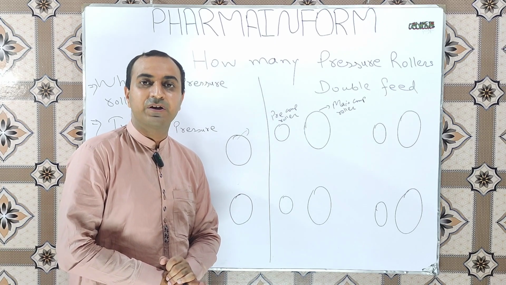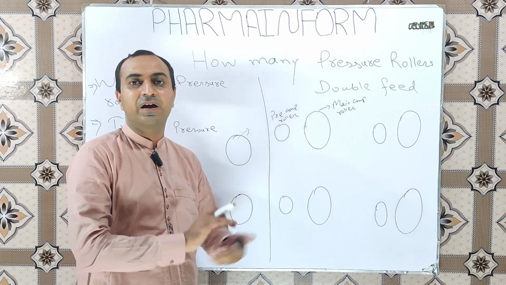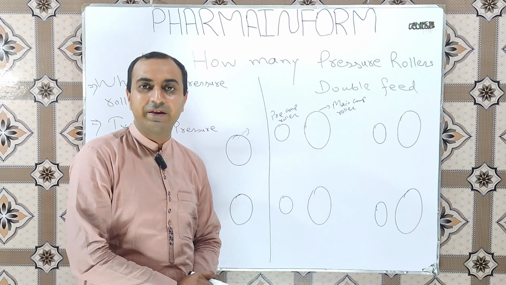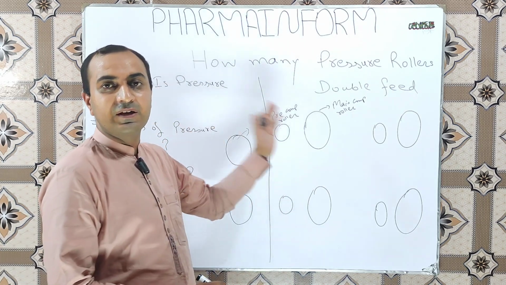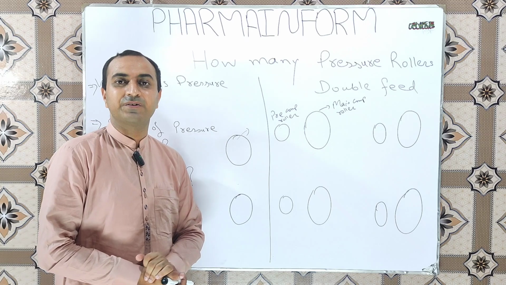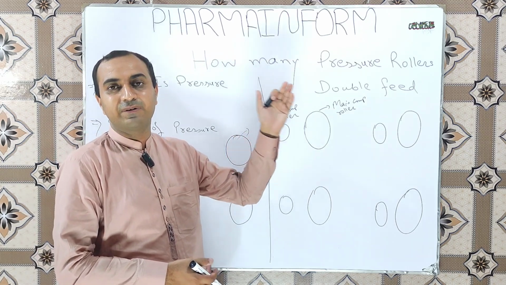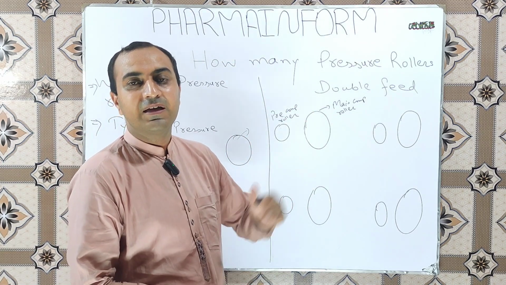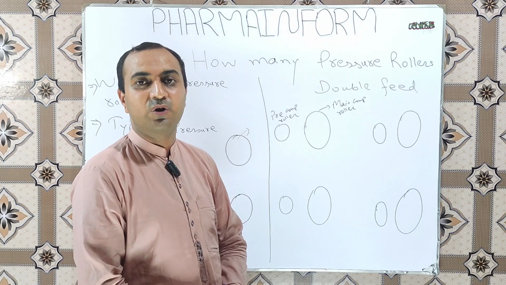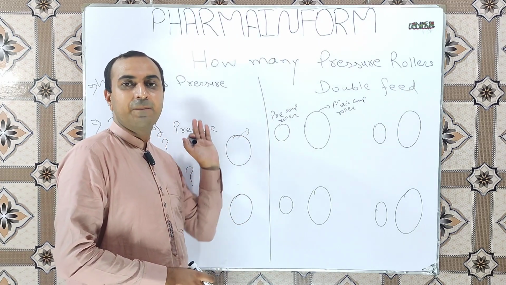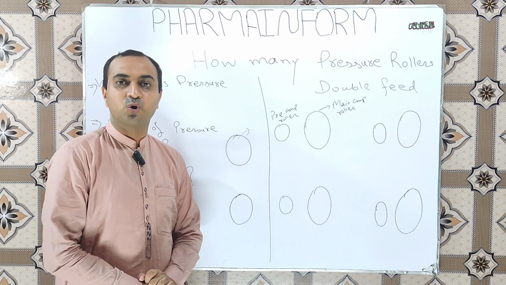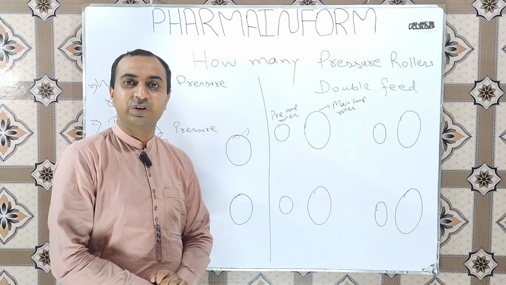And if pre-compression rollers are also installed and you want to know how many are installed, in the same way, if it is single feed, 2 pre-compression rollers will be installed, and if it is double feed, then 4 pre-compression rollers will be installed in the compression machine. So it was all about the compression rollers or compression pressure wheels.